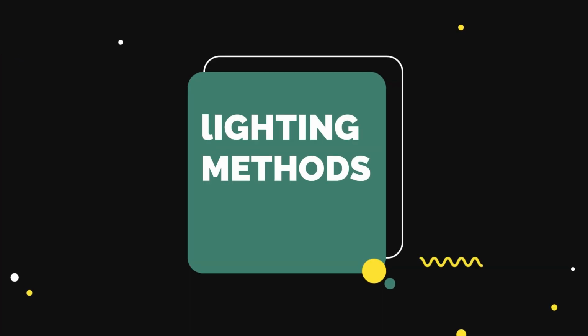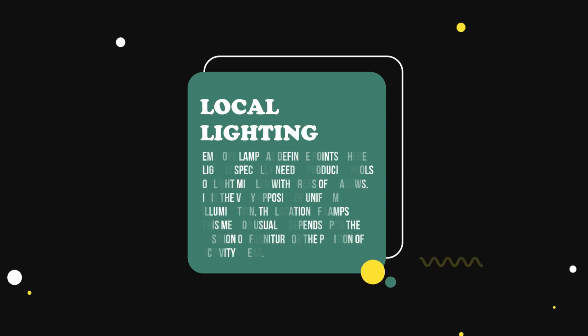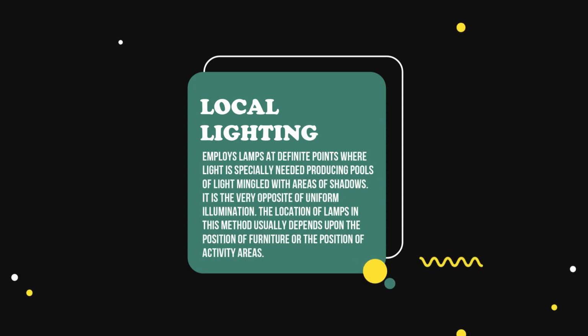Lighting methods. First, local lighting. It is a method which employs lamps at definite points where light is especially needed, producing pools of light mingled with areas of shadows. It is the very opposite of uniform illumination. The location of lamps in this method usually depends upon the position of furniture or the position of activity areas.